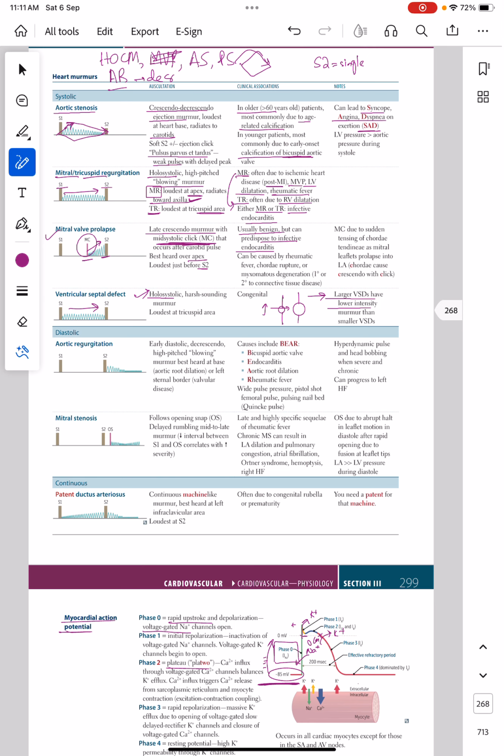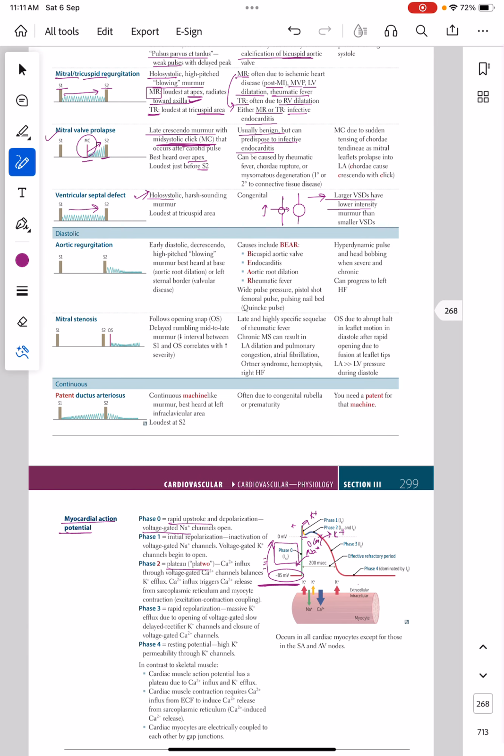So all of these were the systolic murmurs. Now let's move towards the diastolic murmurs. The diastolic murmurs include aortic regurg and pulmonic regurg, meaning the regurg of the superior valves, and the stenosis of the inferior valves, the mitral stenosis and the tricuspid stenosis. And the diastolic murmurs are always pathological.